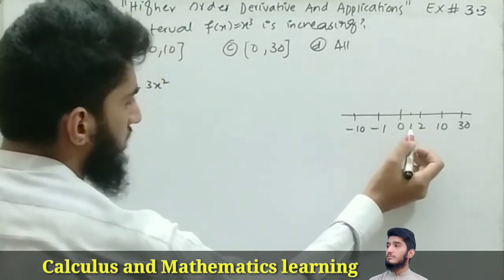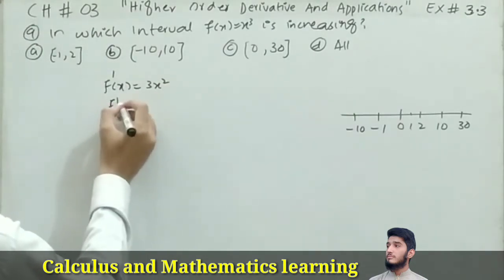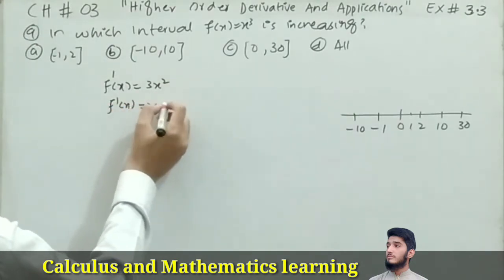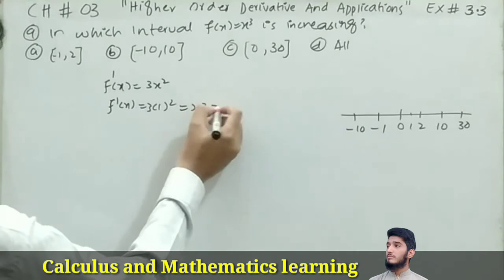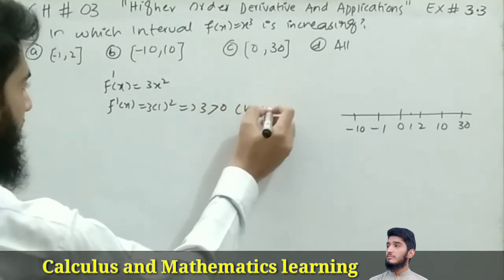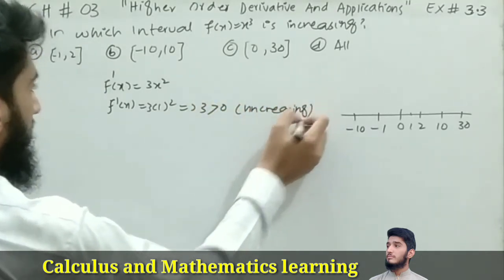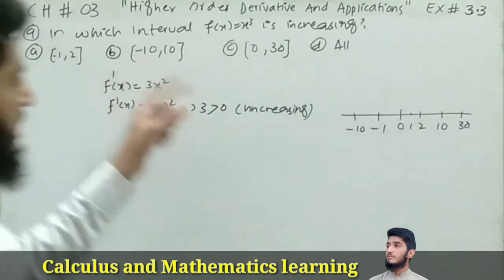So in this interval, let's suppose I take 1. By putting 1 over here, it becomes 3 into 1 square. It gives us a value 3, which is greater than 0. It means this is an increasing function, an increasing interval. Now selecting option number B, minus 10 to 10.